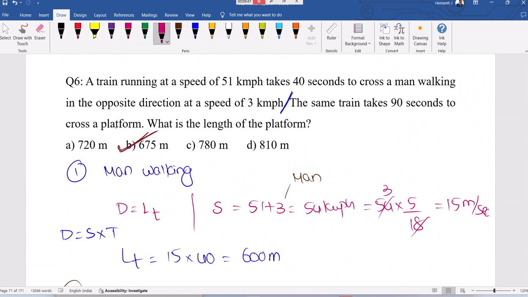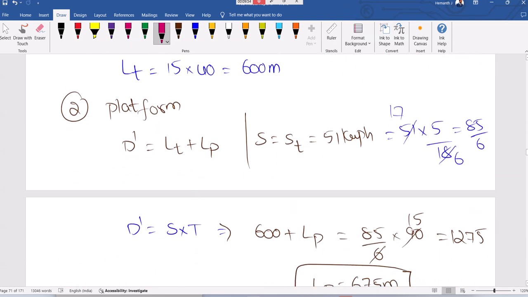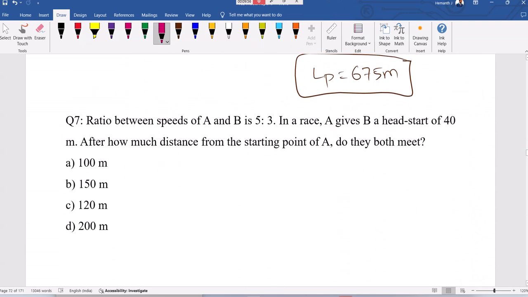Values will change. Similar questions will occur, so check it out. See the next question.